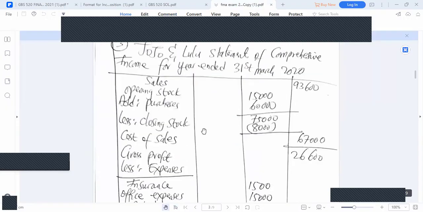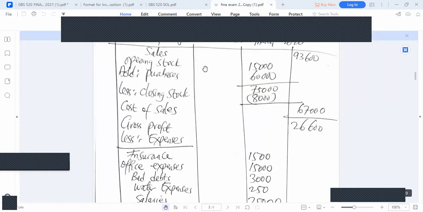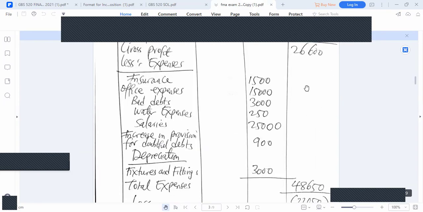So what we do is our sales figure will be here, opening stock, add purchases, and we're going to have to less a closing stock of 8,000. So what we have is our cost of sales. We subtract the cost of sales from our sales figure, we get our gross profit of 26,600. And the expenses we have, insurance was 2,000, we already subtracted the 500, we get the 1,500. Office expenses, bad debts of 3,000, water accrued.